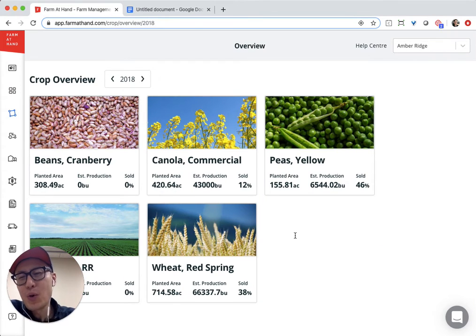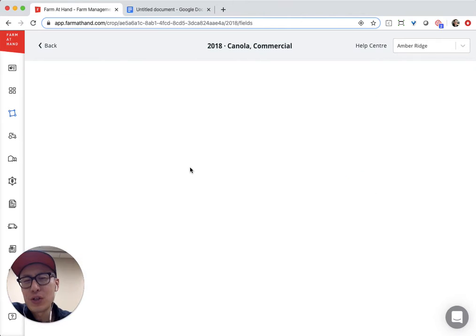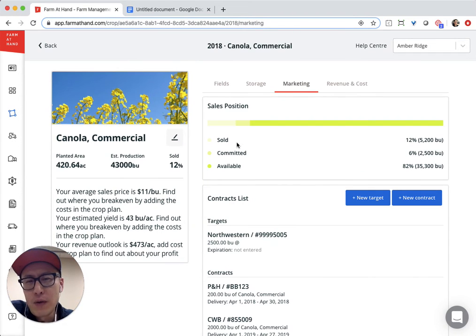I just wanted to walk you through your sales position and some of the numbers that you'll see in that dashboard: the sold number, the committed, and particularly this available. How do we arrive at that available number? And thinking about it also in terms of what's actually in your storage inventory in your bins. So let me walk you through piece by piece here.